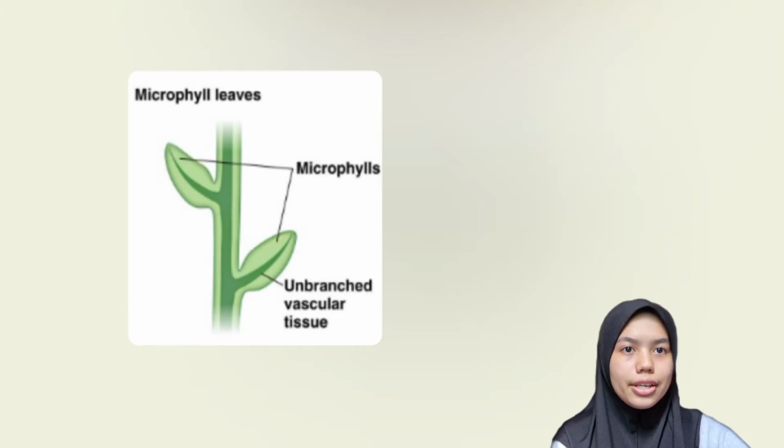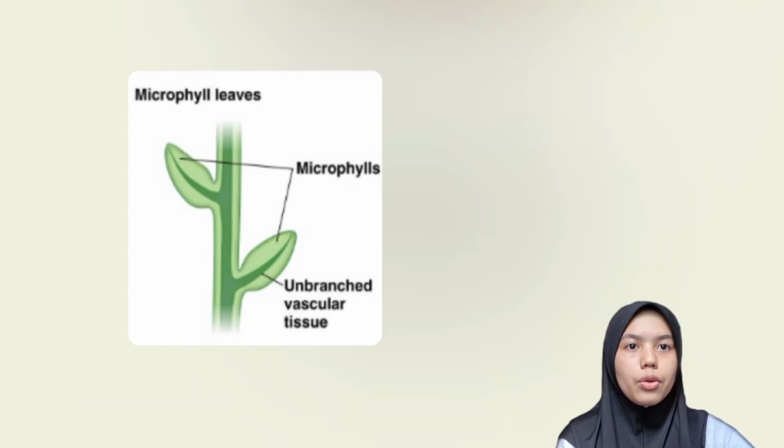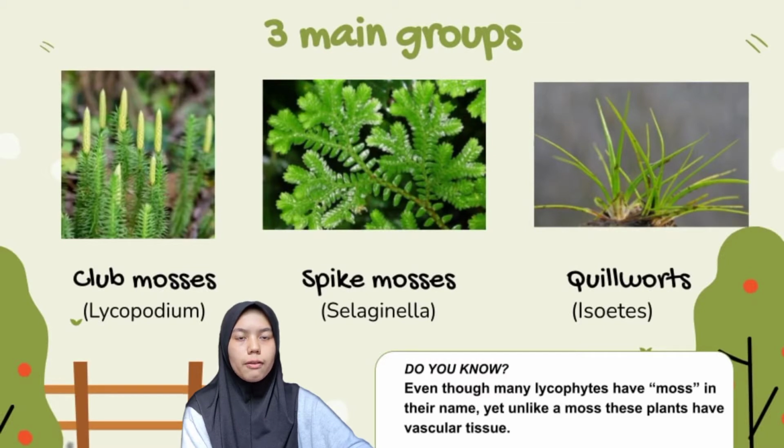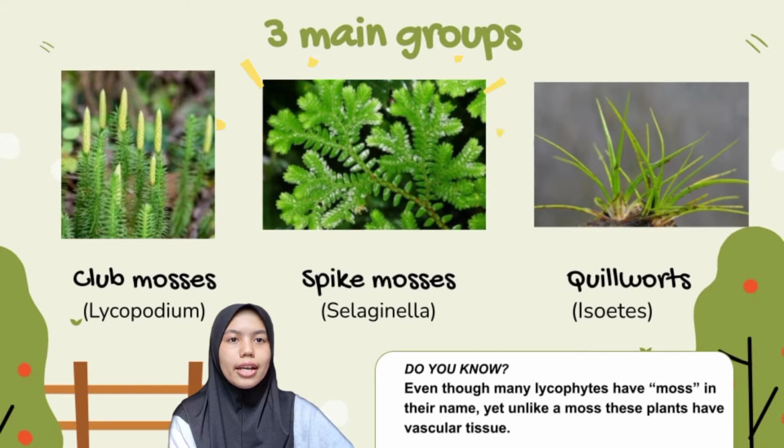As you can see in the picture here, microphylls evolve as simple side extensions of the stem, meanwhile the roots evolve as lower extensions. There are three main groups of Lycophytes. The first one is called club mosses or Lycopodium. Lycopodium is widely used in the treatment of aneurysm, constipation, fevers, and also chronic lung conditions. And the second one is spike mosses, also known as Selaginella. Selaginella species are used as food, for handicraft, and also as ornaments.